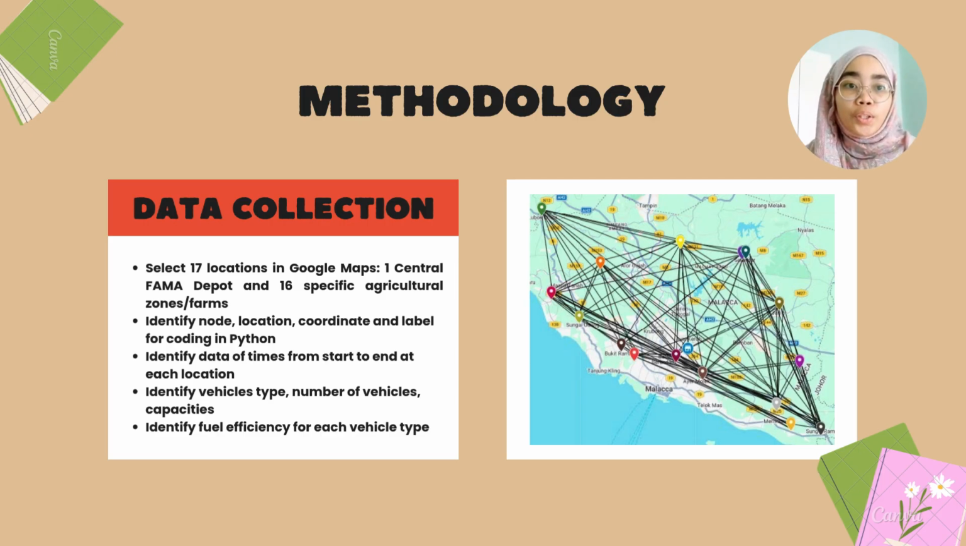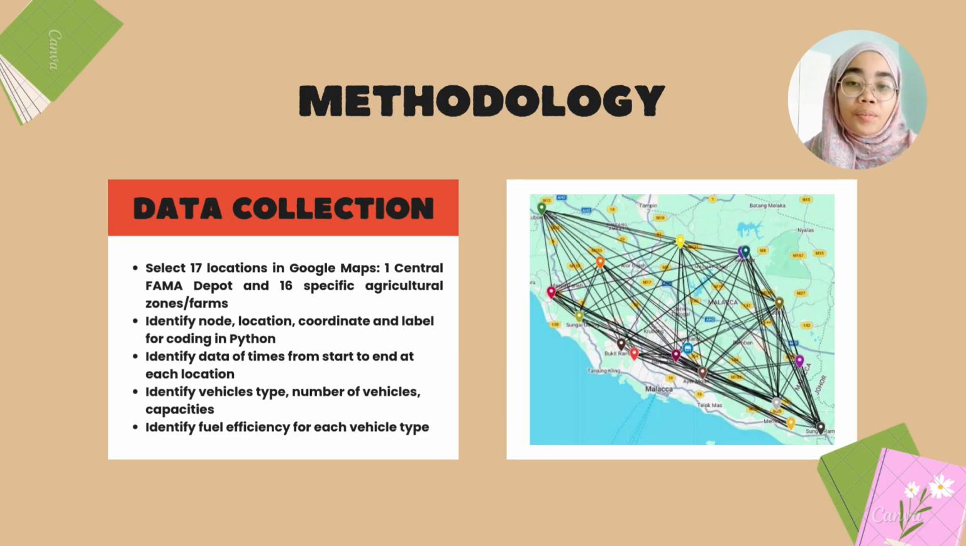Okay, next we will continue with methodology, or how to solve the problems in this case study. So first of all, we collect the data, or data collection. This method is implemented so that we can have all the inputs that we're going to use later in Google Colab or Python. So firstly, we select 17 locations in Google Maps, which consists of 1 central farmer depot and 16 specific agriculture zones or farms in Melaka.